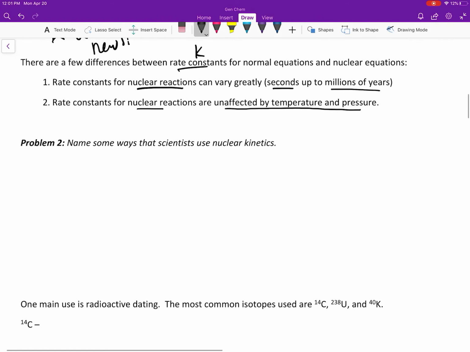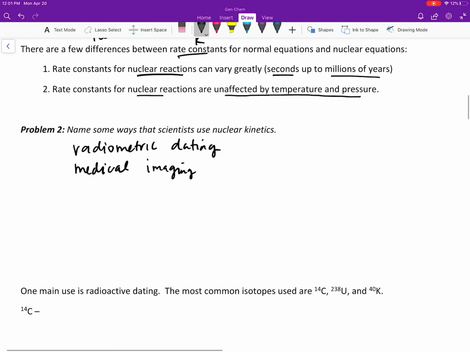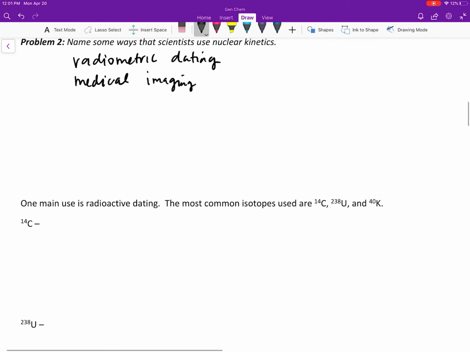Okay, so what are some other ways that scientists use nuclear kinetics? Well, you've probably already picked up on this now. The radiometric dating, which there's different kinds, and then the medical imaging. And there's also different radioactive isotopes that you use based on what type of imaging you're doing. Okay. So one main use is radioactive dating.